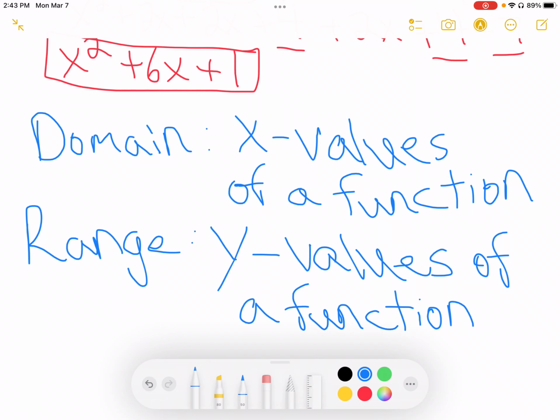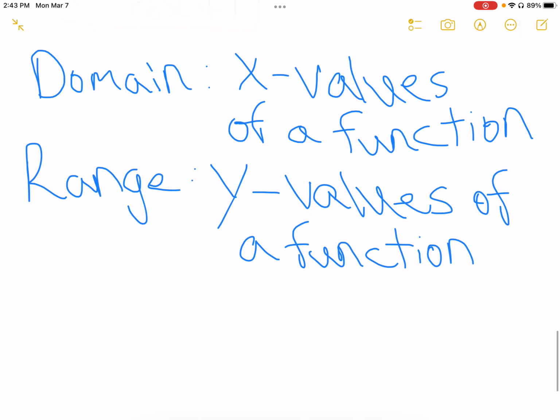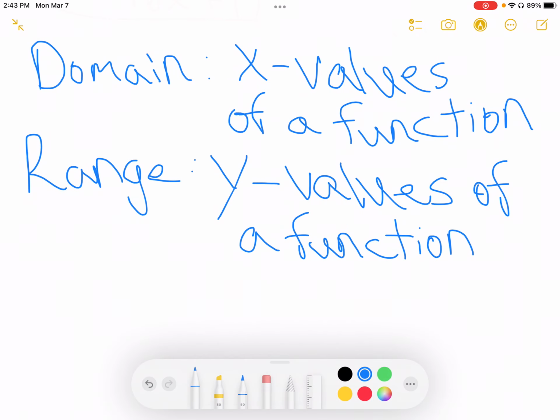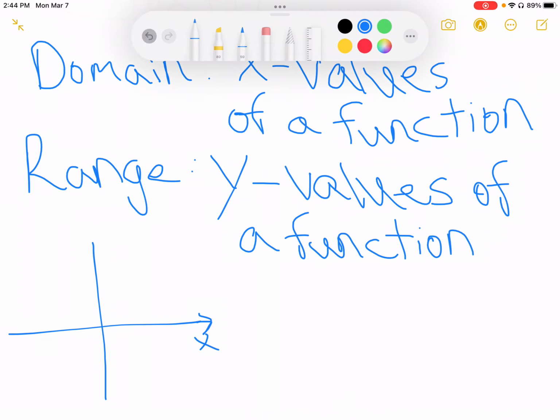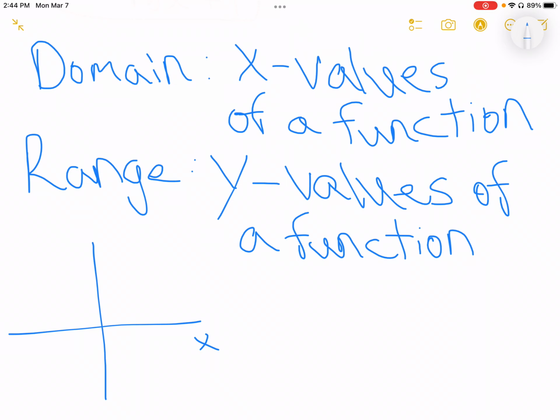So then we're going to think of this in terms of a graph. Let me draw a graph here. If you remember, we always label this part of the graph as x, the x values. Let me put an arrow on the end here: x values. And over here we label these the y values.